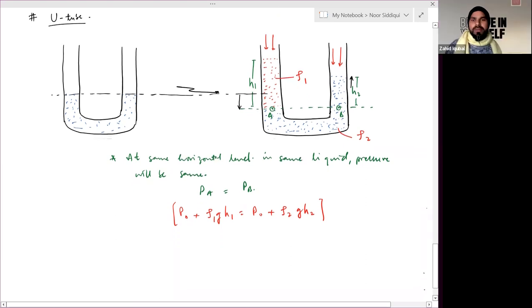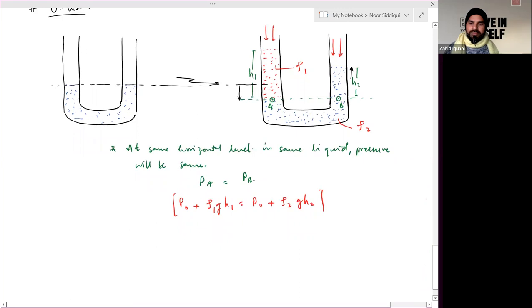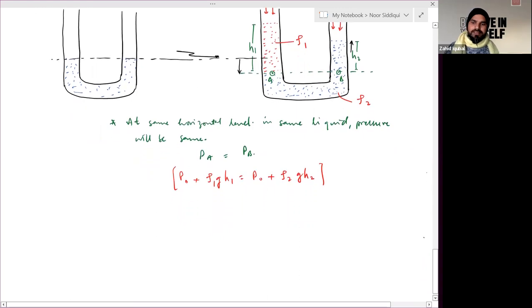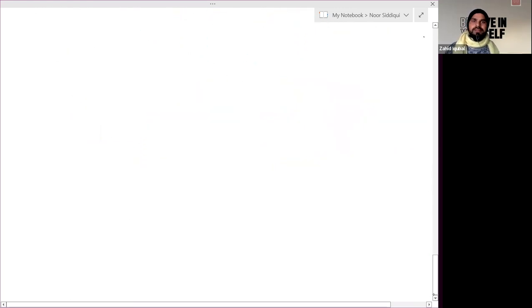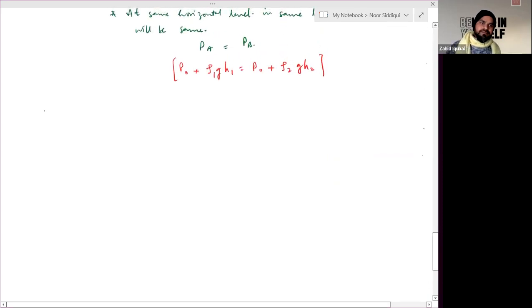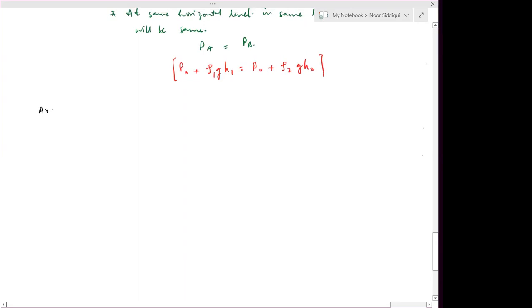So this is all about Pascal's law and pressure due to a column of liquid. Now the next topic in this chapter is Archimedes' Principle. You must have learned about Archimedes' Principle in class 9th as well. Any idea? No, sir.